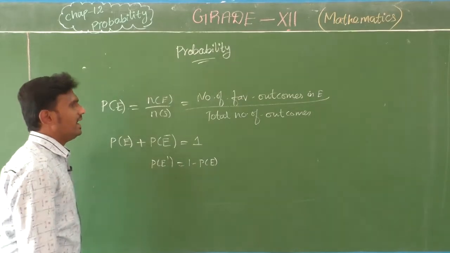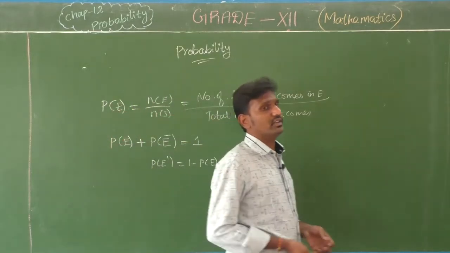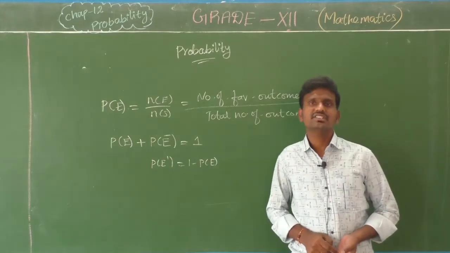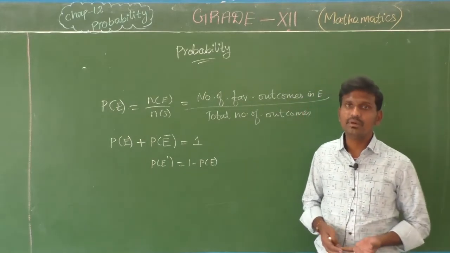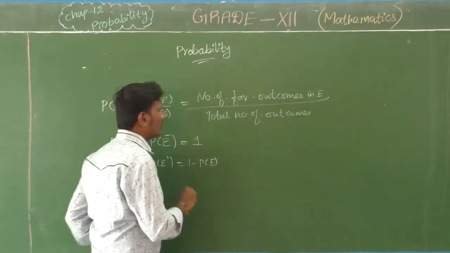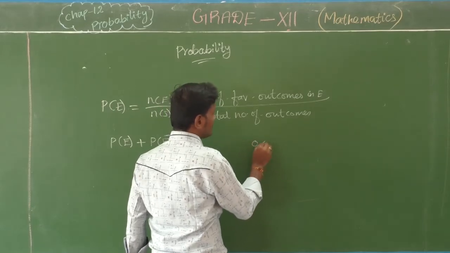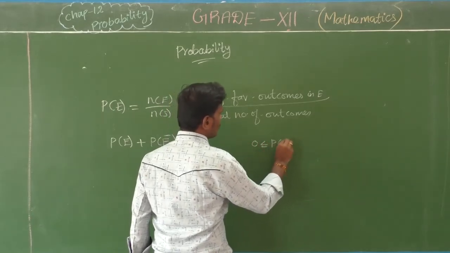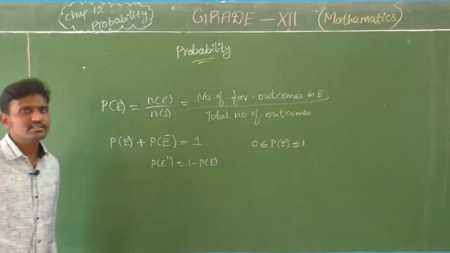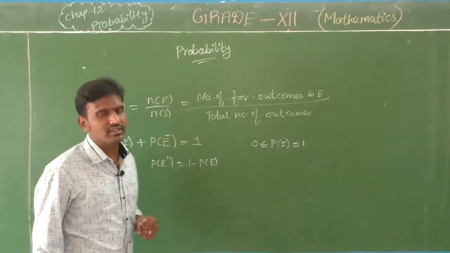Okay, and we want to know something. See, what is the probability of a sure event? Sure event means what? 1. And the probability of an impossible event is 0. And the probability lies between 0 and 1. That is, 0 is less than or equal to P of E is less than or equal to 1. These are the concepts you prepared in 10th and 11th.